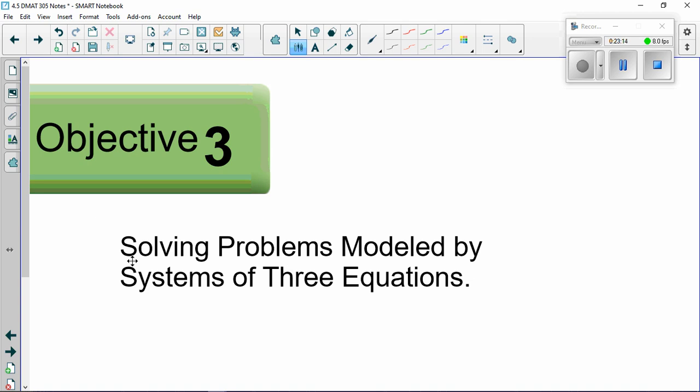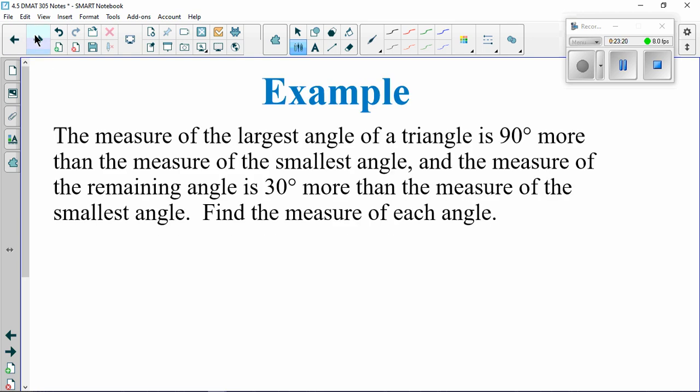All right, so solving problems modeled by systems of 3 equations. We're not going to do 3 equations. I'm going to show y'all a much easier way to do this problem. The measure of the largest angle of a triangle is 90 degrees more than the measure of the smallest. The measure of the remaining angle is 30 degrees more than the measure of the smallest. Find the measure of each.